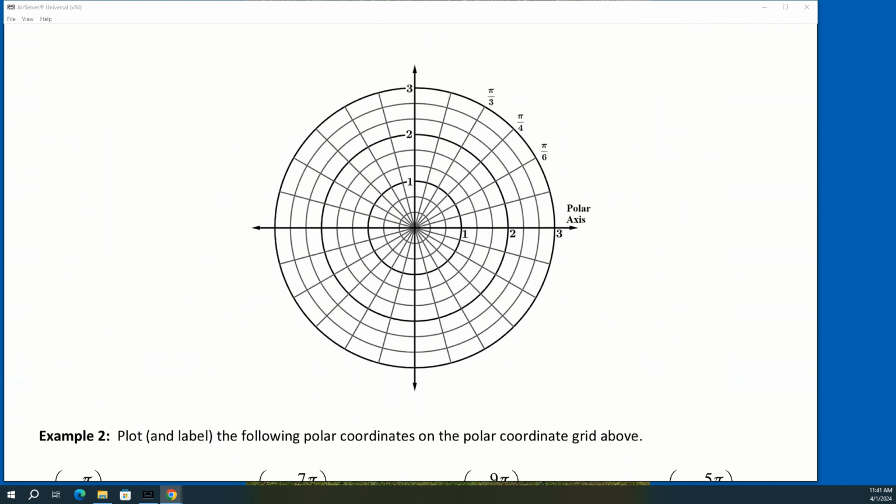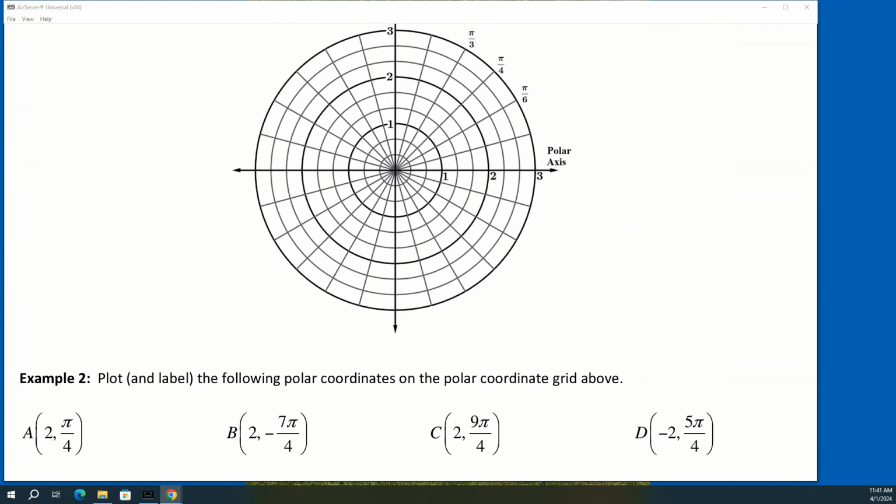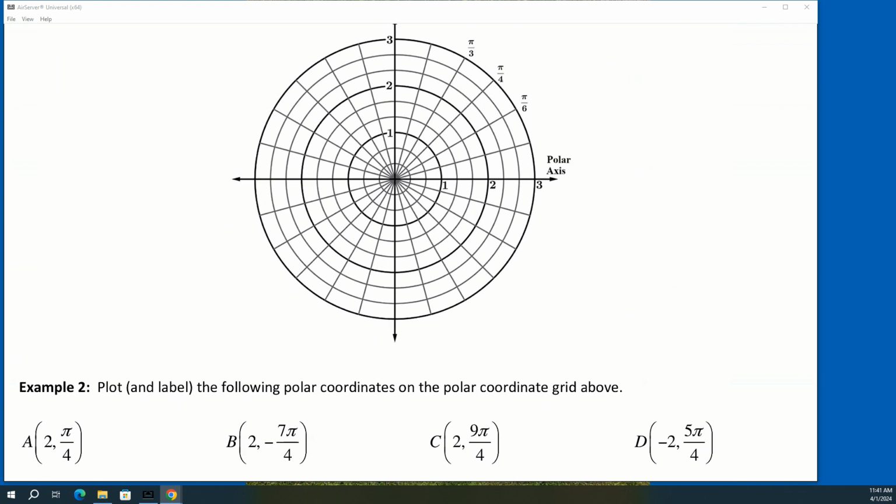All right, let's look at example 2. I'm actually going to start with D on this one. So on D, the r is negative, and so a negative r, instead of starting the circle 2 to the right, it's going to be 2 to the left. So we're going to start here. And then we're going to rotate around 5 pi over 4. So 5 pi over 4 is this angle.